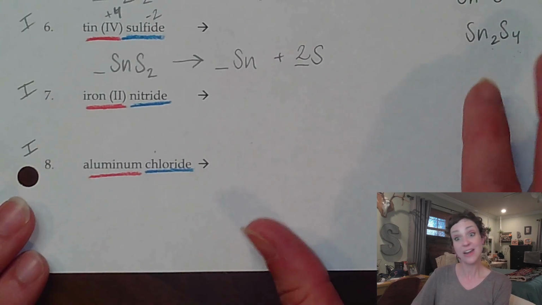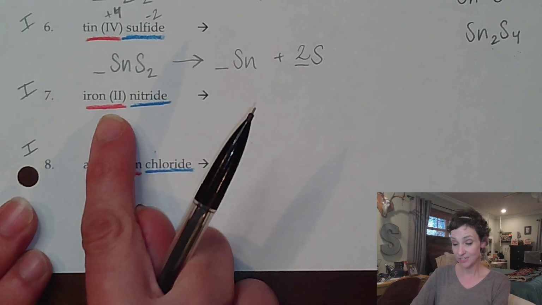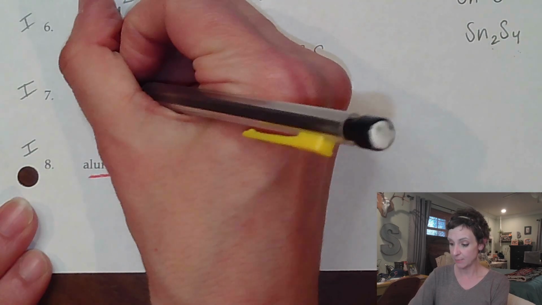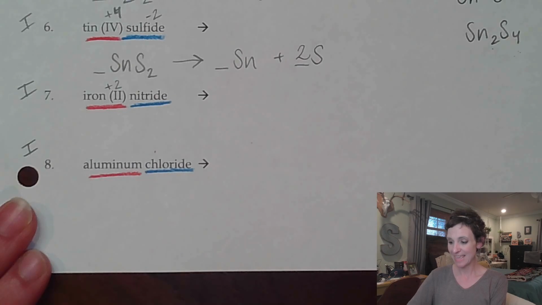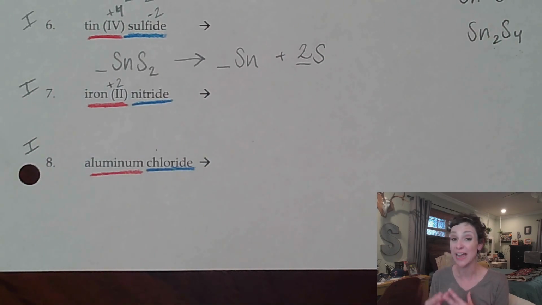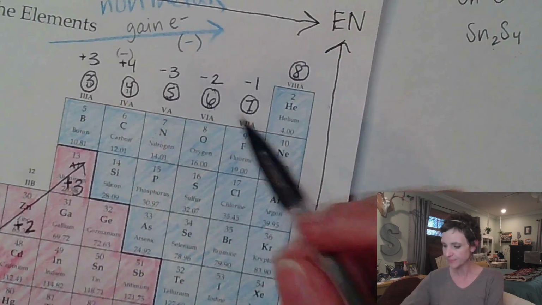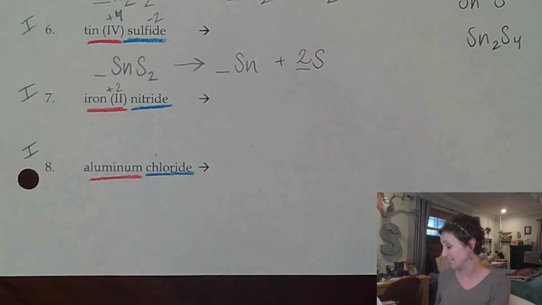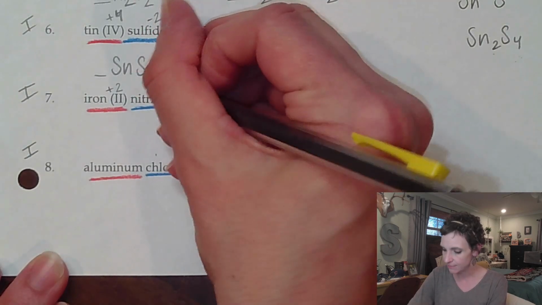We're now ready to do another decomposition. Iron 2, that means my iron has a +2 charge. And then nitride. It's not nitrite, it's not nitrate, it's not one of my polyatomic ions. Nitride is plain old nitrogen, which means nitrogen has a -3 charge, right?